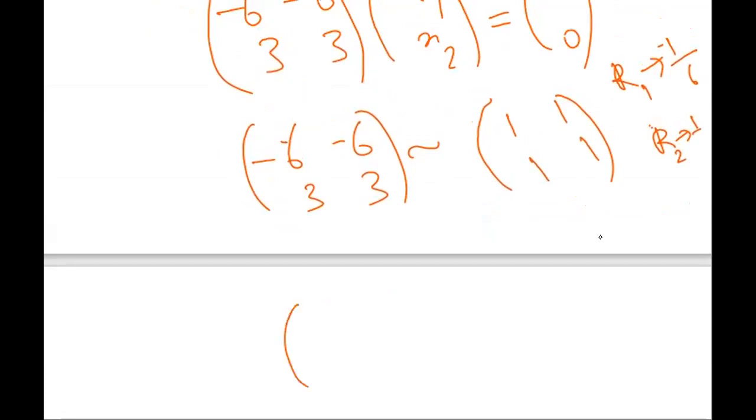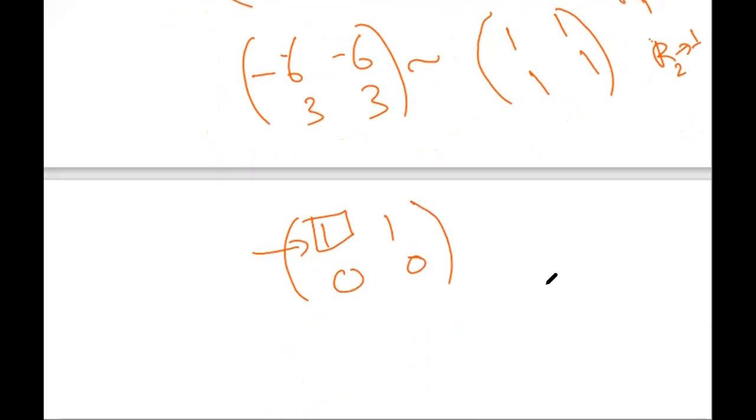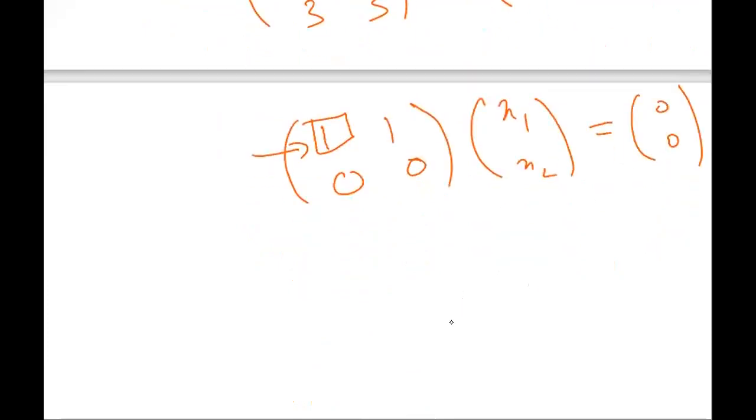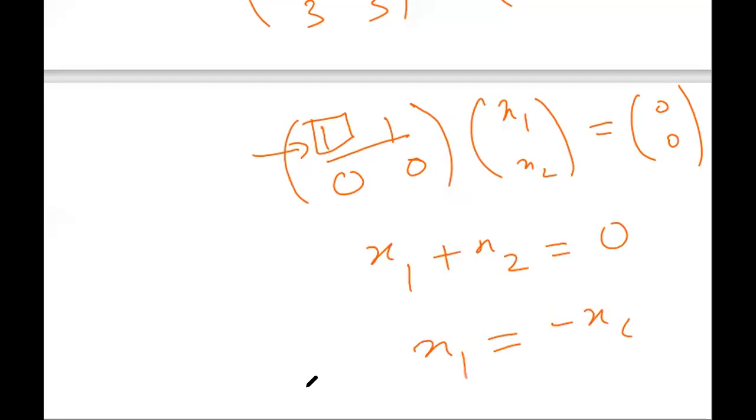So let's look at the first column. Let's reduce this one. This is the pivot element, right? We have to make this one equal to zero. How do you make this one equal to zero? This becomes zero. All right, this is the reduced echelon form. So let's consider our system now: x1, x2 equals 0, 0. So we get one relation between x1 and x2: x1 is equal to minus x2. All right, this is the relation.